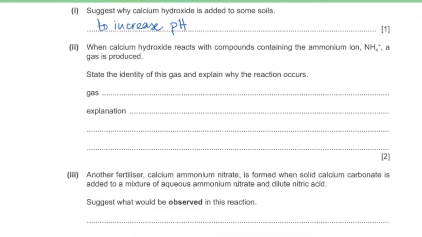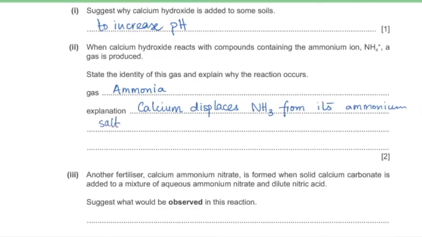State the identity of this gas and explain why the reaction occurs. So when ammonium salts react with a base like calcium hydroxide, ammonia forms, and the explanation is that calcium displaces ammonia from ammonium salt solution, thus calcium nitrate and ammonia form. So the gas forming is ammonia. An explanation is that calcium displaces ammonia from its ammonium salt solution.